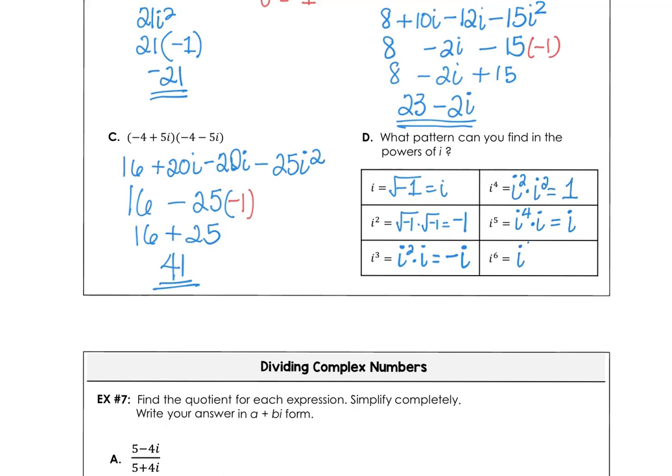And then i to the sixth can be written as i to the fourth times i to the second, which is 1 times negative 1, so we have negative 1 again. And what we've done is developed a pattern here. So the pattern changes every fourth power. We have i, negative 1, negative i, positive 1, and then it starts to repeat. i, negative 1, negative i, positive 1, and so forth.